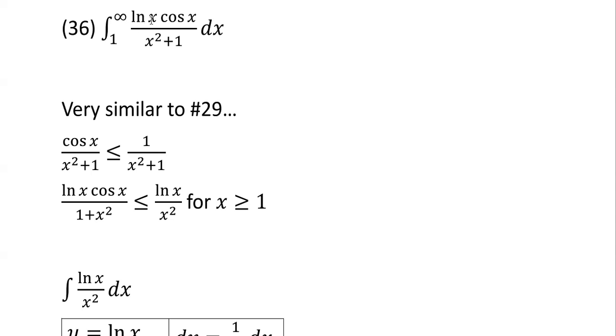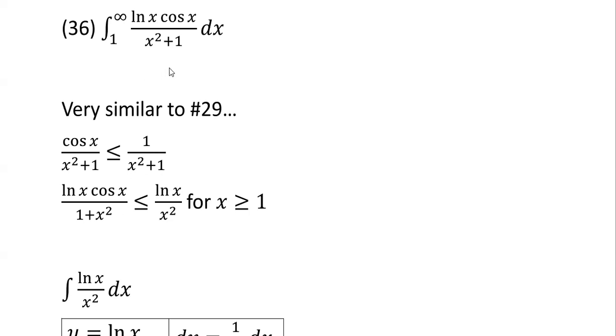Ln x has to be greater than, or x has to be greater than 0, which it is in our limit, so we're okay there. Okay, no domain restrictions in this particular case. Just this upper limit's infinite. This is actually very similar to number 29 if you saw that video. Why is it similar? Well, it's because I'm going to be comparing with the same function.